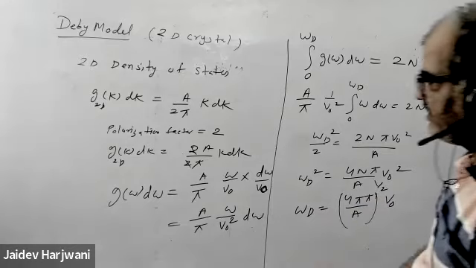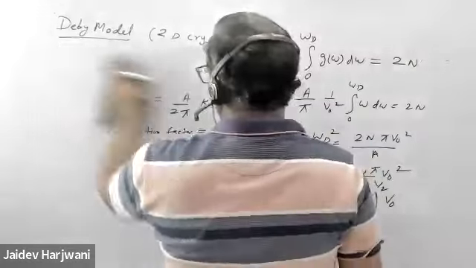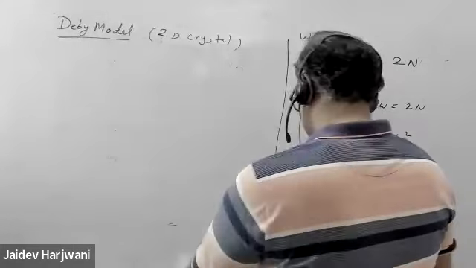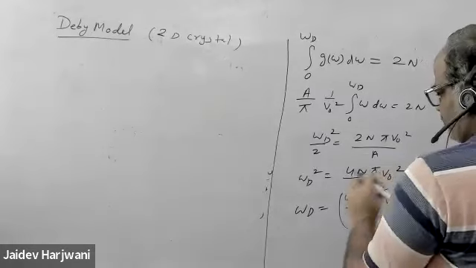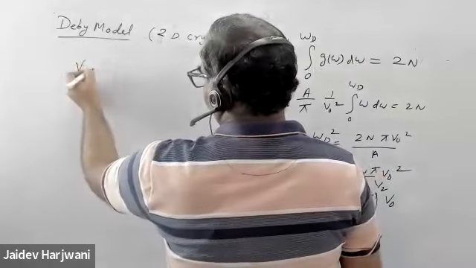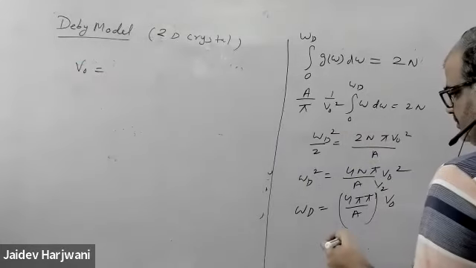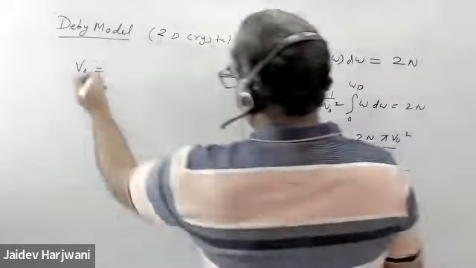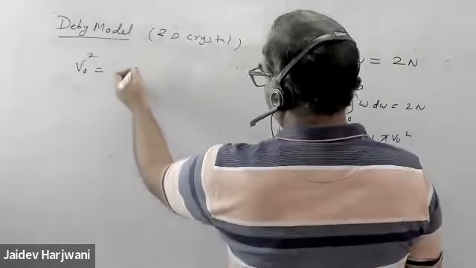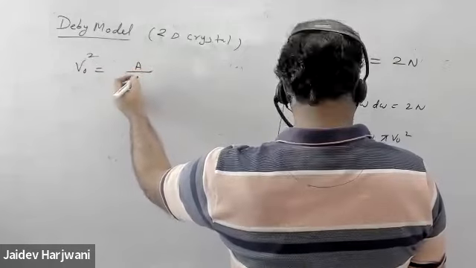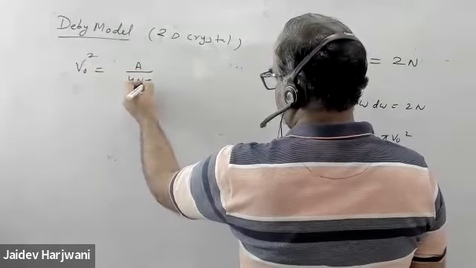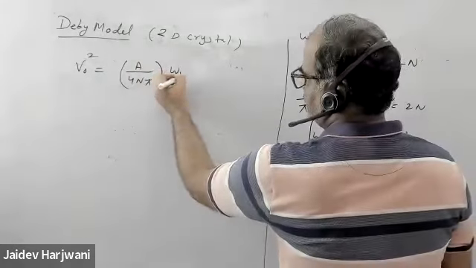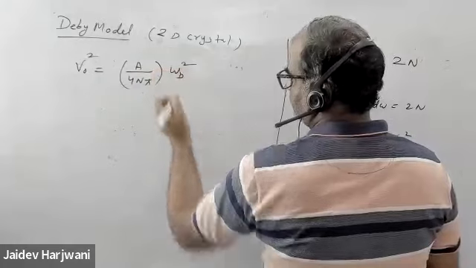We are going to require the v naught value for simplification, so here you can calculate the v naught value also. Or you can use the v naught square value, which will simply be A upon 4n pi omega d square. Just remember this expression.